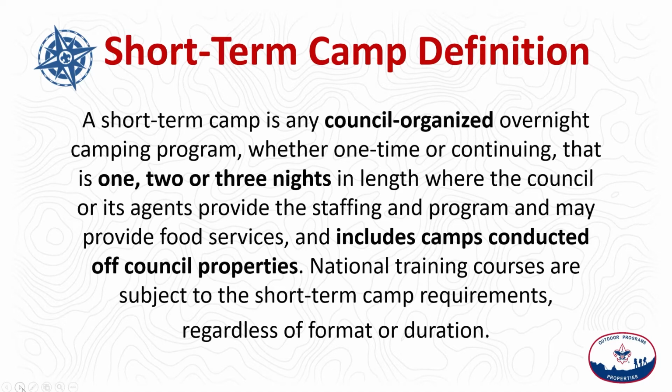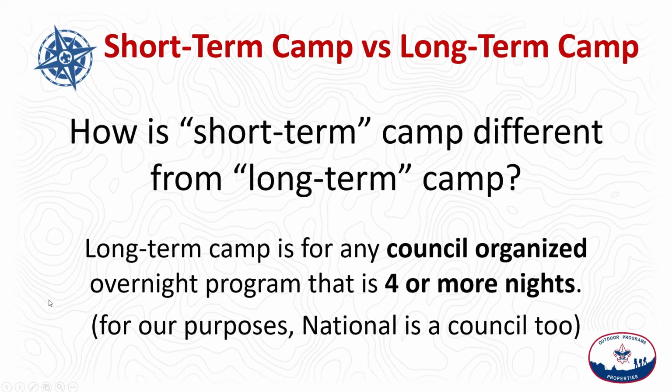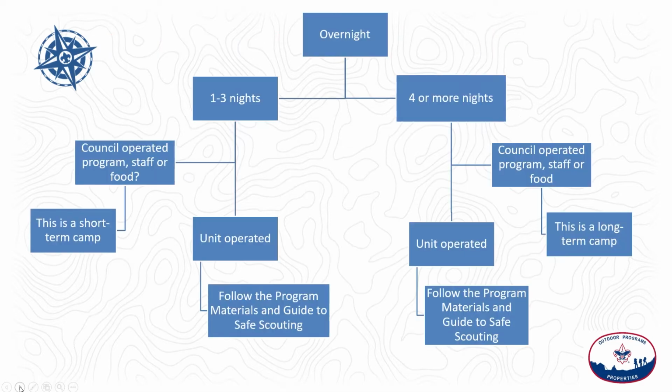The thing that it doesn't say here is unit organized and unit administered camps. The difference between a short-term camp and a long-term camp is that a long-term camp is any council-organized overnight program that is 4 or more nights, like summer camp. A short-term camp is anything that is 3 nights or less that is also council or district organized.